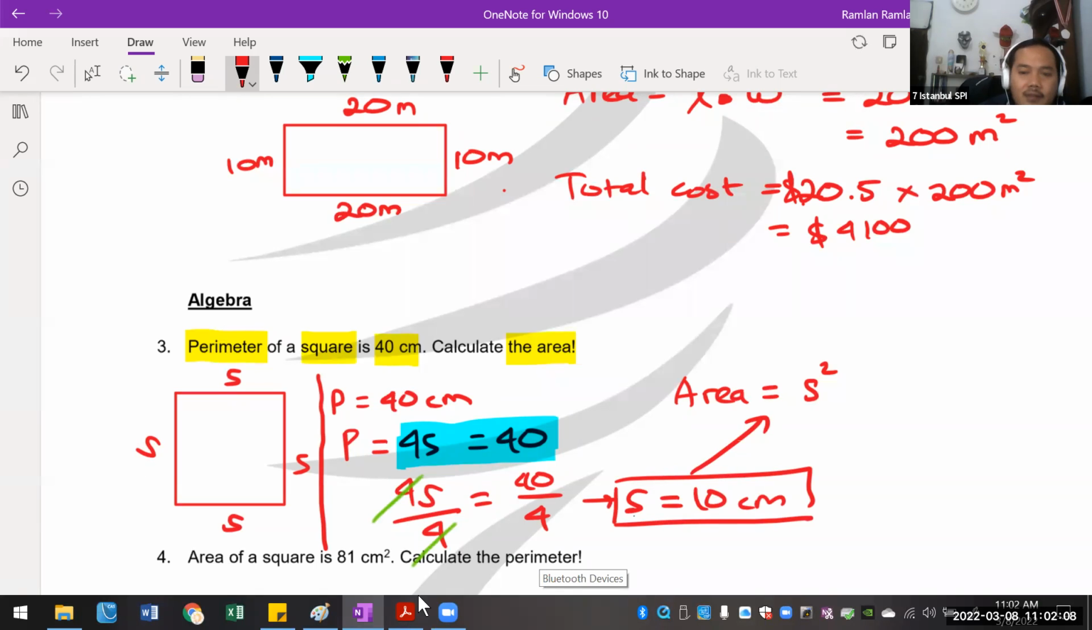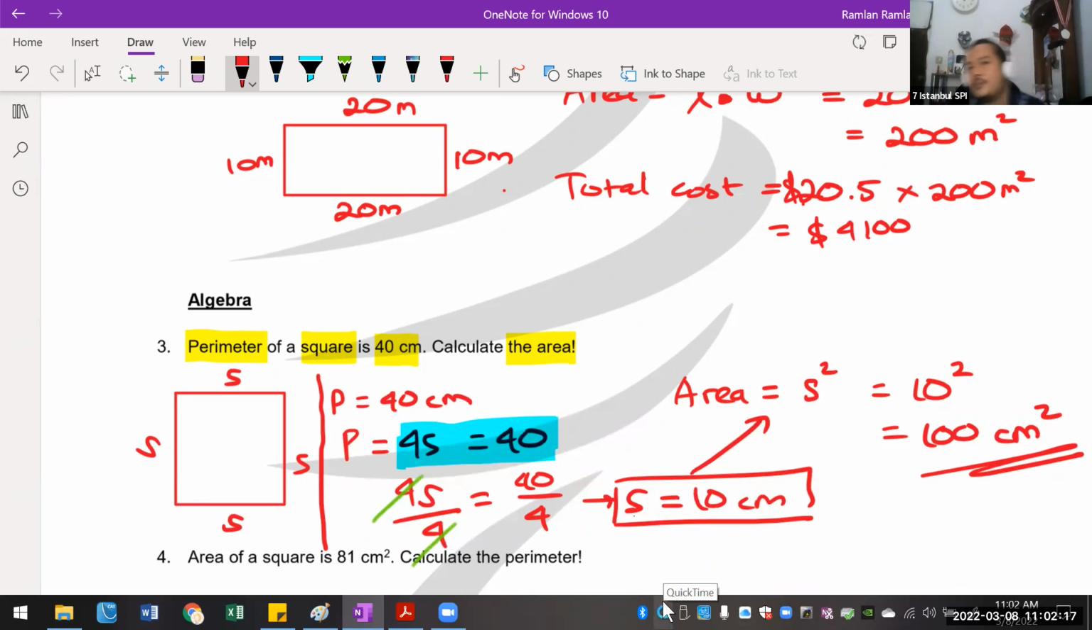And because the area of the square is s times s, or just s squared, so that will be 10 squared, and that will be equal to 100 centimeters squared. And there we go, we have the final answer.